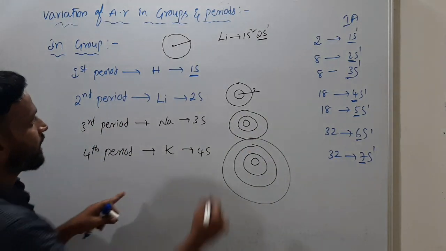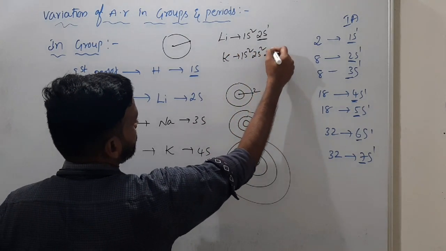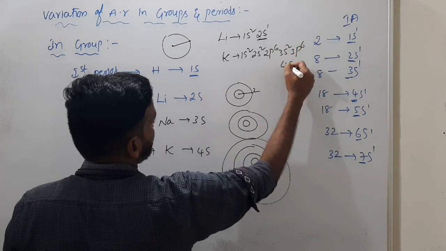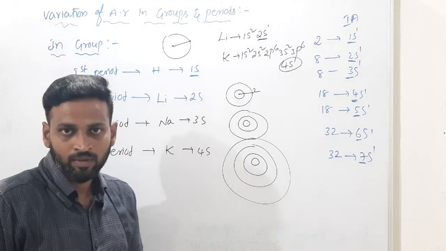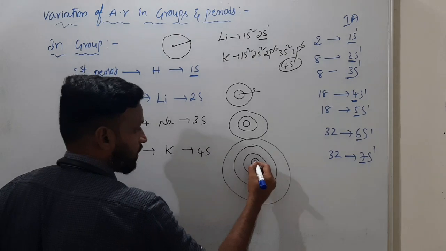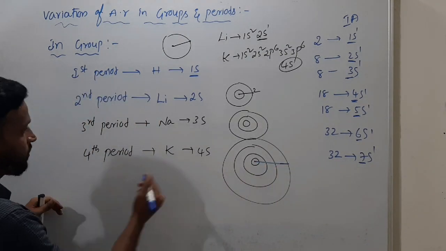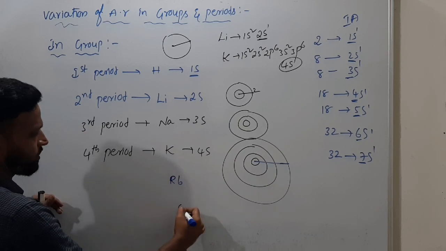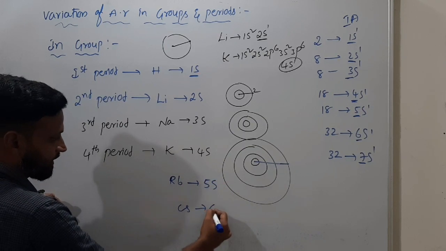Correct? Because if you see the potassium configuration, 1s2, 2s2, 2p6, 3s2, 3p6 and 4s1, the last electron is in 4s. So for potassium, you have to consider the distance from the nucleus to the fourth shell. And in the fifth period, rubidium, and cesium, you have to consider. So here 5s and here 6s, like that.